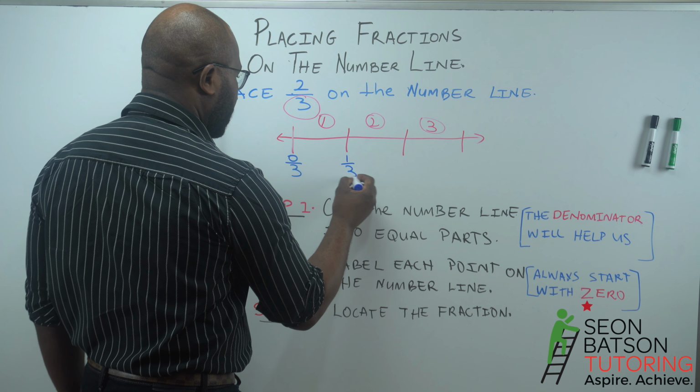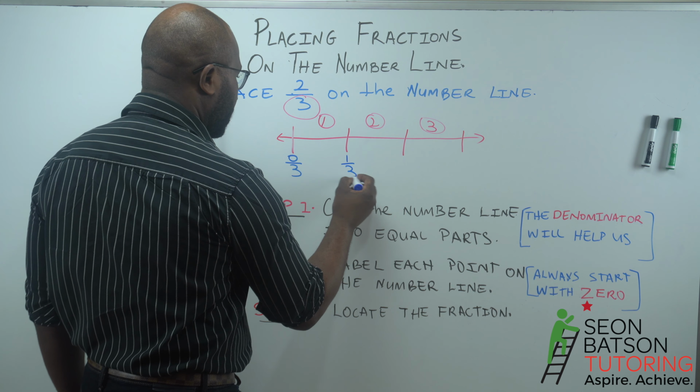So we want to figure out what fraction is at point H. For any fraction, we need two things: a denominator and a numerator. We can find the denominator first. How? All we have to do is count how many parts the number line has. The number line has 6 parts, so the denominator is 6.